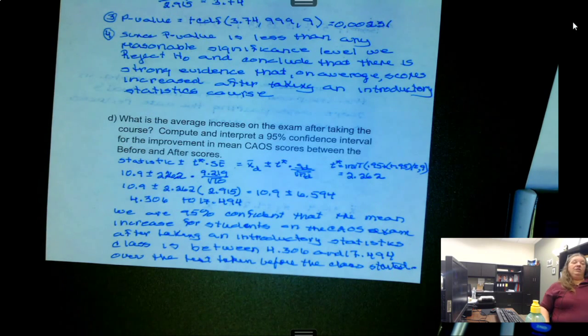Okay, so that's what you do if you have a matched pair. You find the differences between, for each individual student or case, and then you work with it as if it is a single set of data.